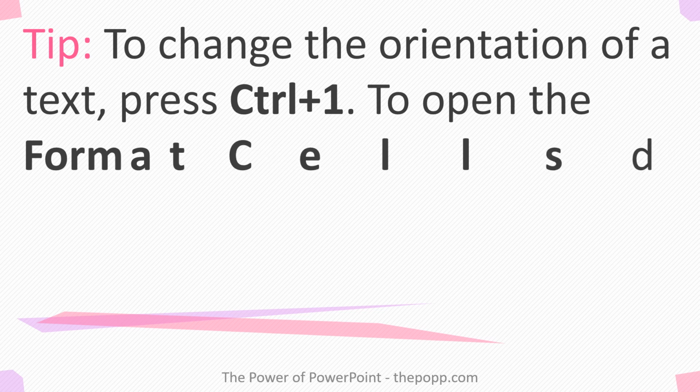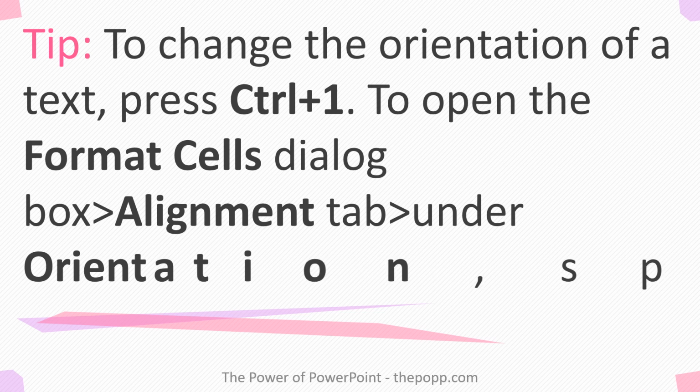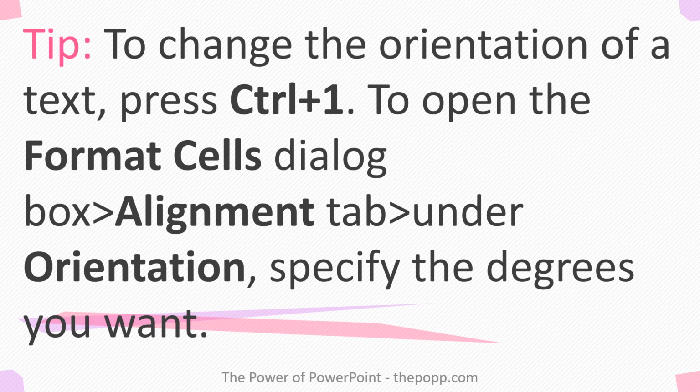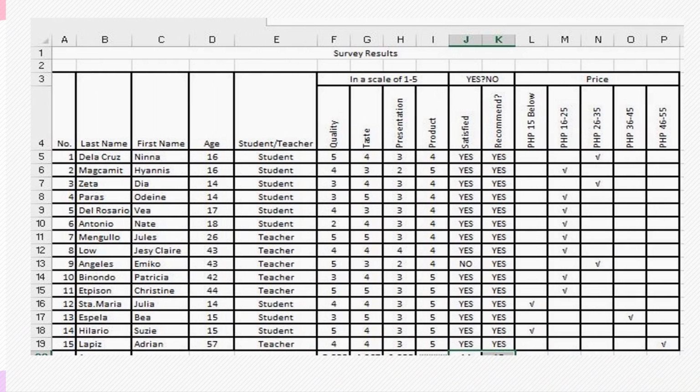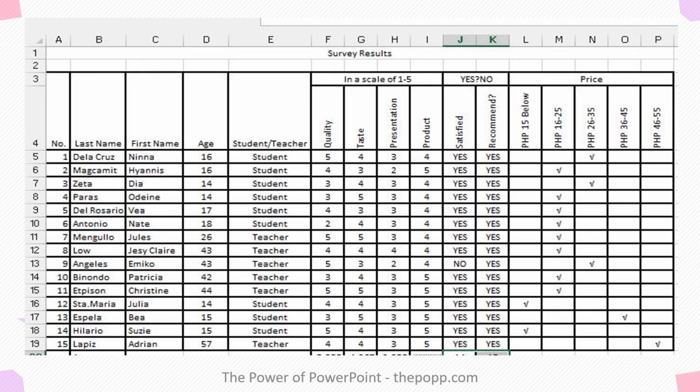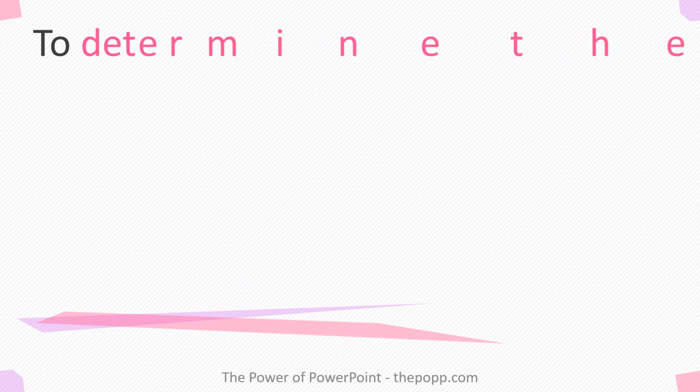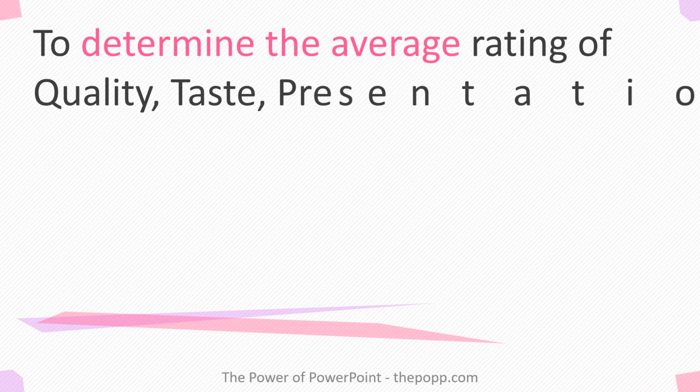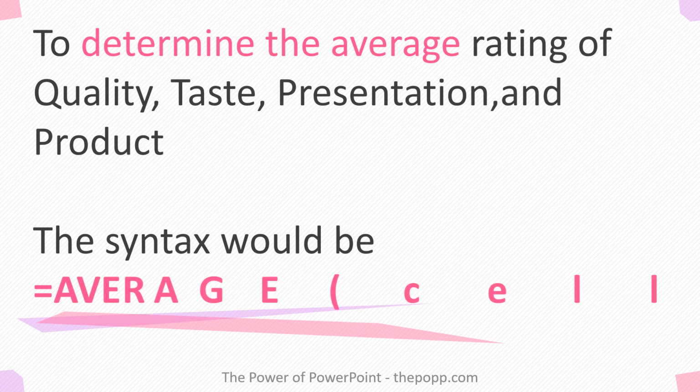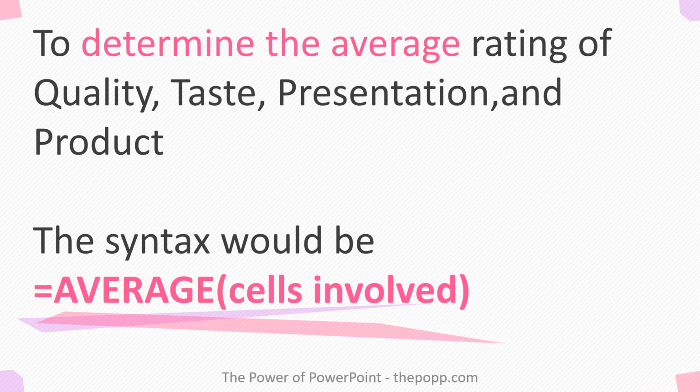To change the orientation of the text, press Control 1. To open the Format Cells dialog box, in the Alignment tab, specify the degrees. Here, you see again the example of the survey results. To determine the average rating of quality, taste, and presentation, use the average function on the cells involved.